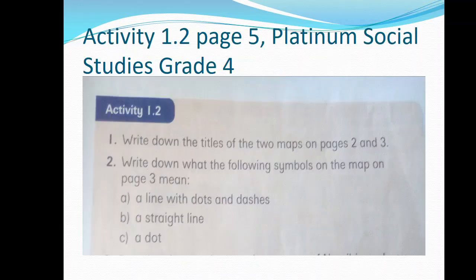Okay, time for activity. Open on page 5 in your Platinum Social Studies Grade 4 book, Activity 1.2. Question 1 is saying, write down the titles of the two maps on page 2 and 3. Question 2, write down what the following symbols on the map on page 3 mean. A, a line with dots and dashes. What does that represent? B, a straight line. What does it represent? And C, a dot.